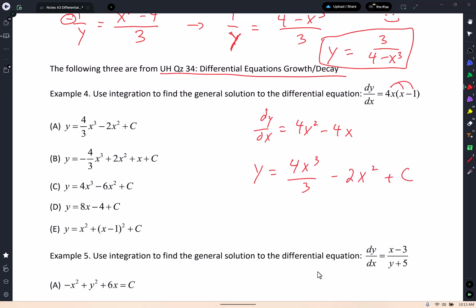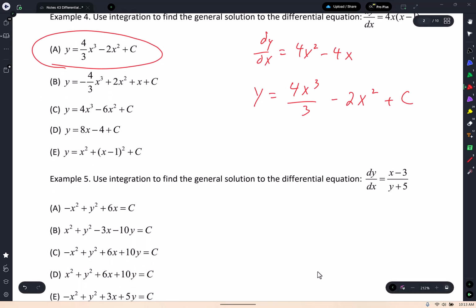I don't see any issues, so let's just look for that. It looks like it's letter A, unless I messed up. Nope, that looks like it's it. And that's it. What do you guys think? Not bad, right? Okay. Example 5.